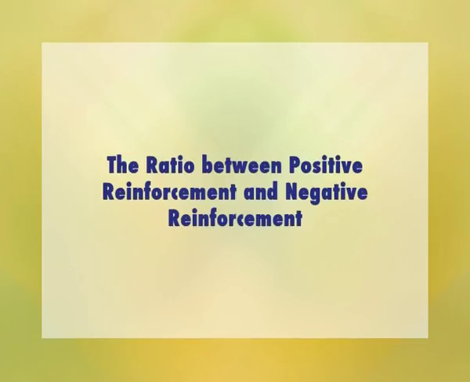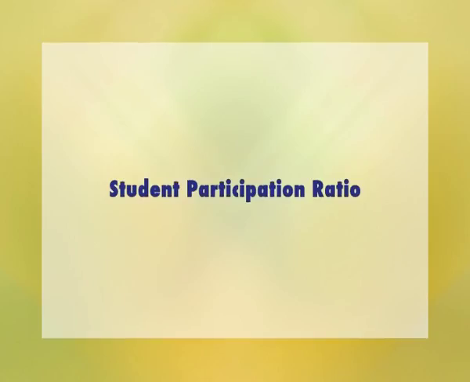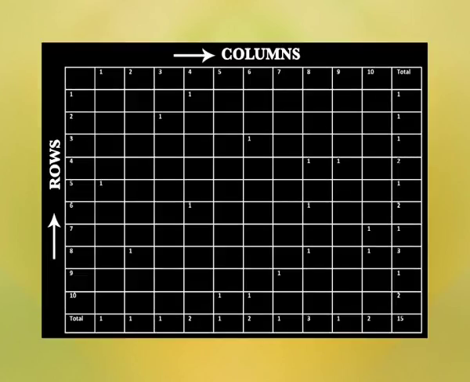Third, the ratio between positive reinforcement and negative reinforcement. The sum of columns 1, 2, 3 is to be divided by the sum of columns 6, 7. If the ratio is more than 1, then the teacher is said to be good. Then fourth, the student participation ratio. The sum of columns 8 and 9 is to be divided by the total sum. The answer will reveal how much the students have participated in the teaching learning process.